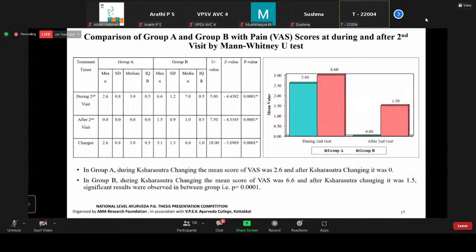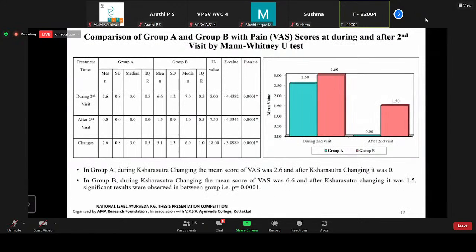The next slide is the comparison of group A and group B with VAS score during and after the second visit by Mann-Whitney U test. In group A, during Kshar Sutra changing, the mean score was 2.6, and after Kshar Sutra changing it became 0. In group B, during Kshar Sutra changing, the mean VAS score was 6.6, and after Kshar Sutra changing it was 1.5. That shows significant results were observed between the groups, that is P equal to 0.001.